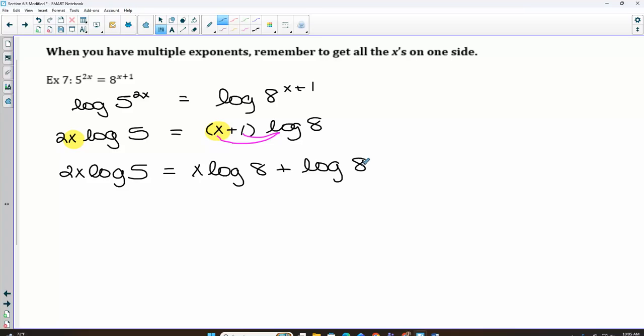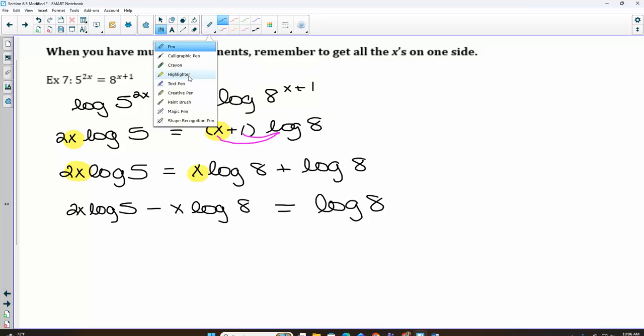Trying to get the x's on the same side, so now what should we do? So if I want them on the same side, I'm going to subtract this one over. Now, unfortunately, they aren't like terms because one is log 5 and one is log 8. So I can't actually combine them. I just put them on the same side. So we added our log, brought down all of our exponents, multiplied it out, put the x's on the same side. Have I lost anybody? Okay.